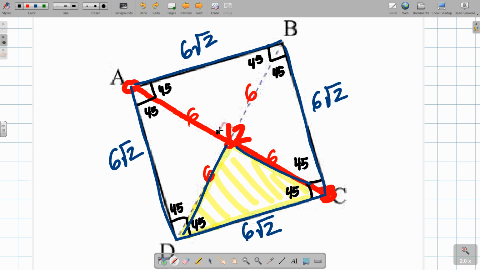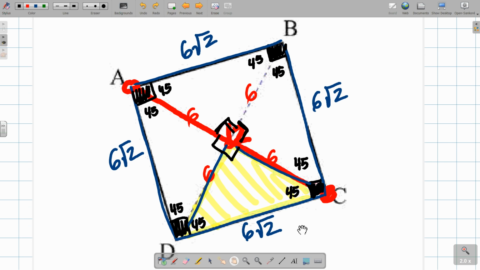You also have right angles in the middle because it's a rhombus, and right angles in the corners because it's a rectangle. Remember, a square has all the qualities of both a rectangle and a rhombus.